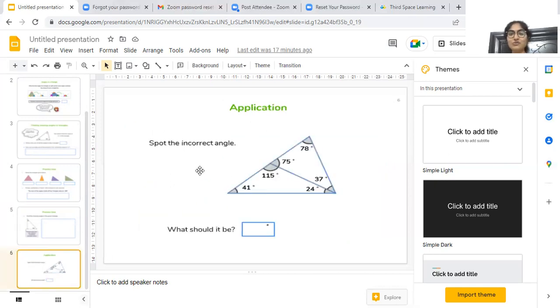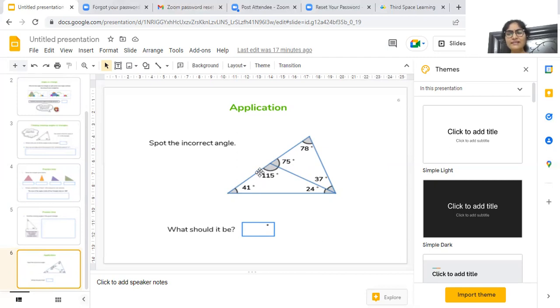So here is an application question. There are 2 triangles in one triangle. Yes, pretty observation. You are quite good at observing things. Okay, so spot the incorrect angle. What condition were we discussing? If I talk about this first triangle, in every triangle there is a condition that the sum of interior angles should be equal to 180 degrees, right?